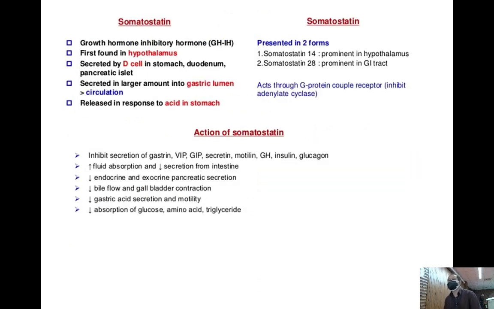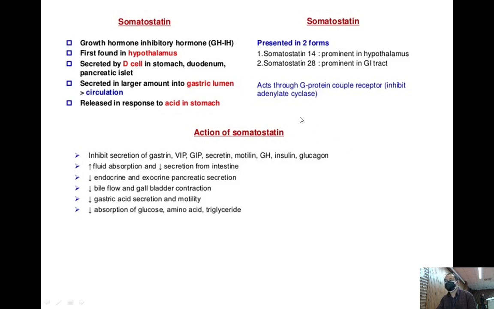Somatostatin is another hormone. And this hormone, as I've said, is basically playing an inhibitory role. It inhibits the release of all the hormones in the GIT. See, it inhibits secretion of gastrin, VIP, GIP, secretin, motilin, GH, insulin, glucagon, except CCK. All right, except CCK. But otherwise all hormones in the GIT are being inhibited by somatostatin.